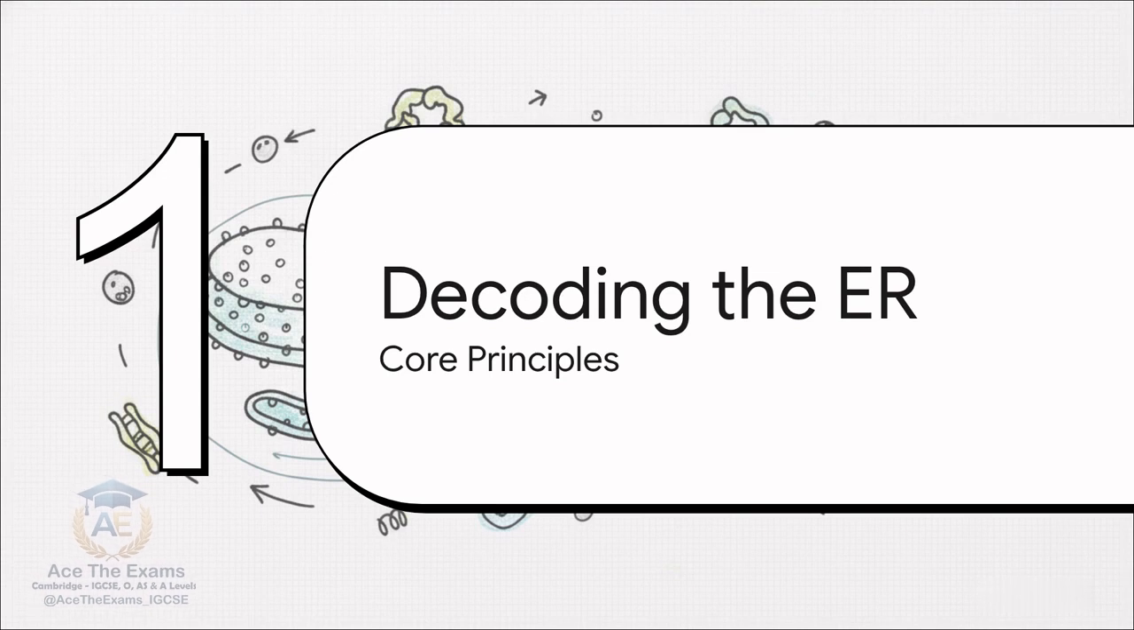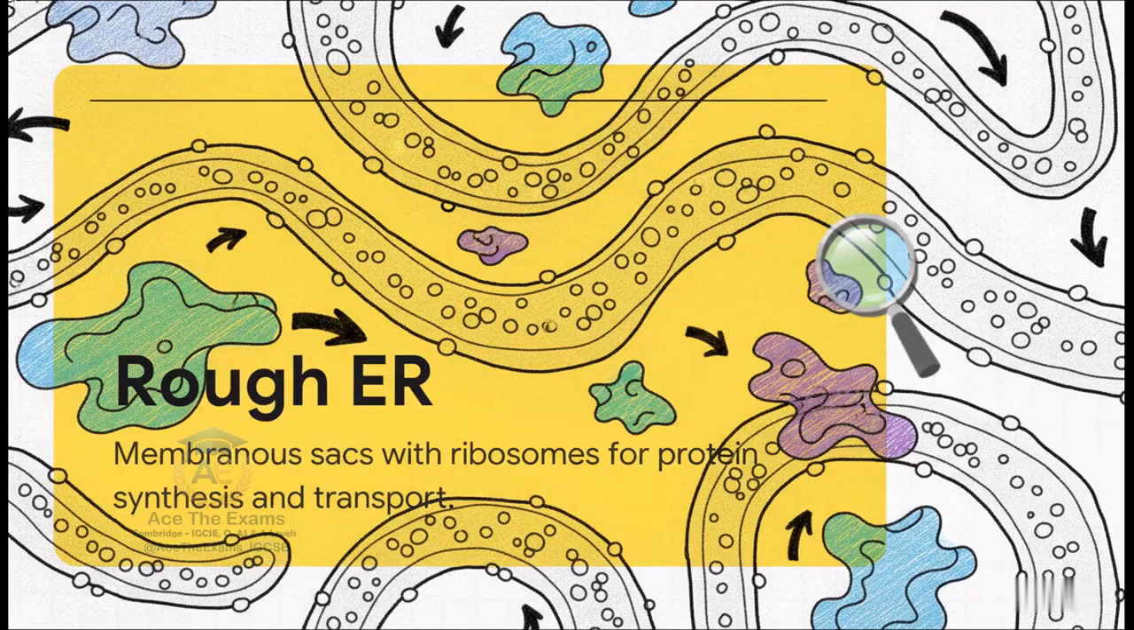Decoding the endoplasmic reticulum, core principles and definitions. To beat the exam, we really have to understand the theoretical architecture here, which requires precise definitions and making logical, evidence-based cross-topic connections. Let's start with the rough ER. Examiners want to see it defined exactly like this: a network of interconnected membranous sacs studded with ribosomes. And notice its core function. It is deeply involved in the synthesis and transport of proteins. Defining these terms precisely before you use them in an extended response is a strict requirement. So please don't just say it has spots and makes things. You've got to use the exact biological terminology.